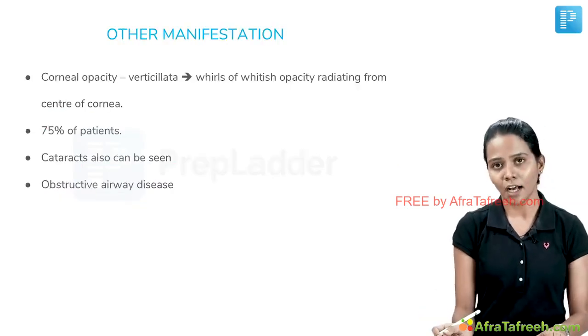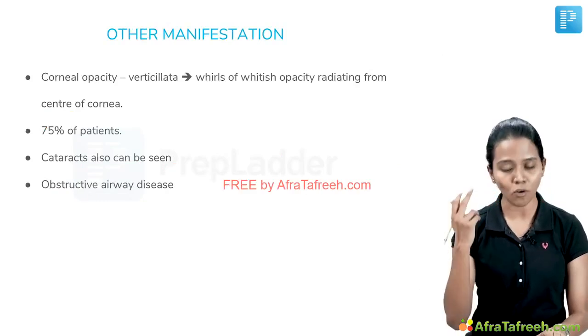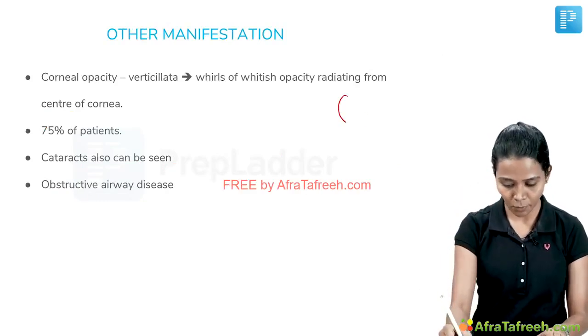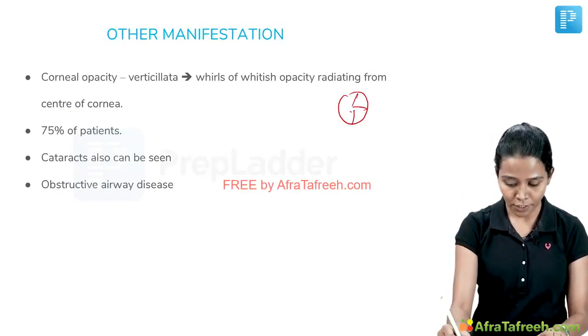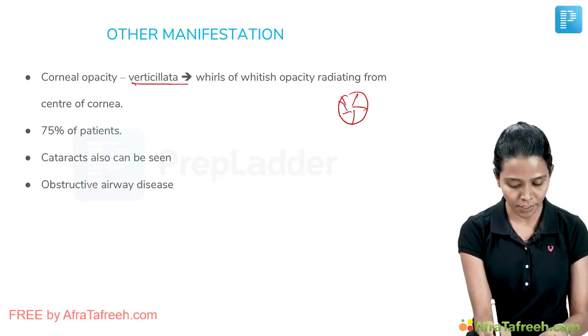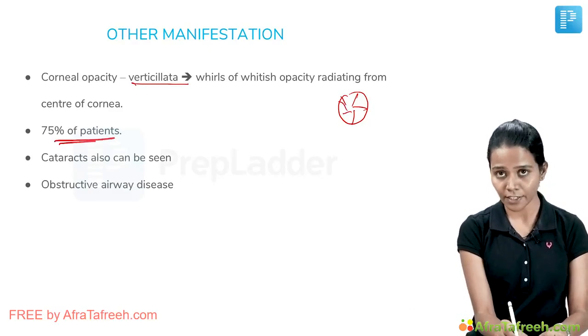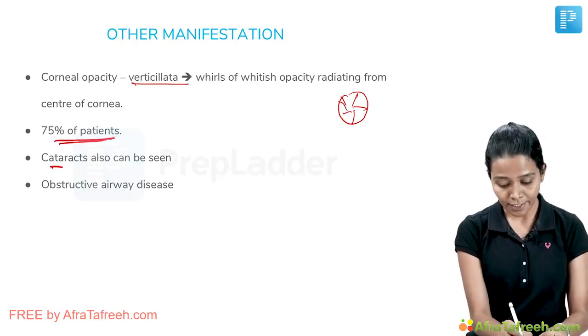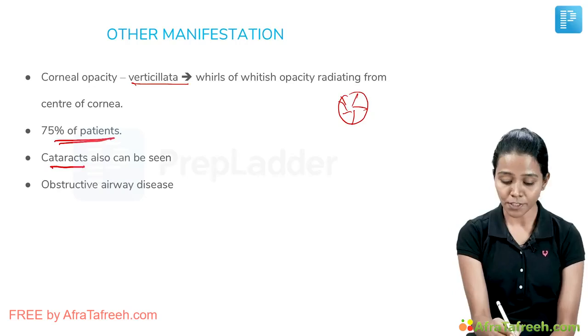Now, what are the other manifestations that are seen? Corneal opacity can be seen, that is cornea verticillata. What is verticillata? Whorls of whitish opacity that are radiating from the center of the cornea. So this is called verticillata. It is generally seen in 75% of the patients. Cataracts also can be seen, and obstructive airway disease.